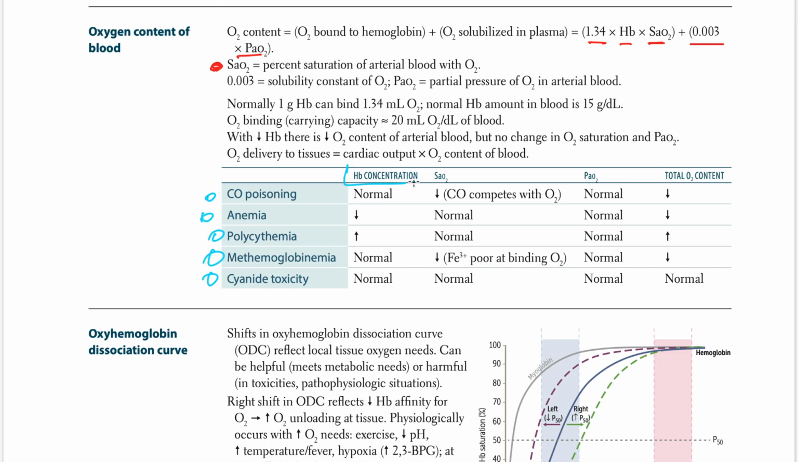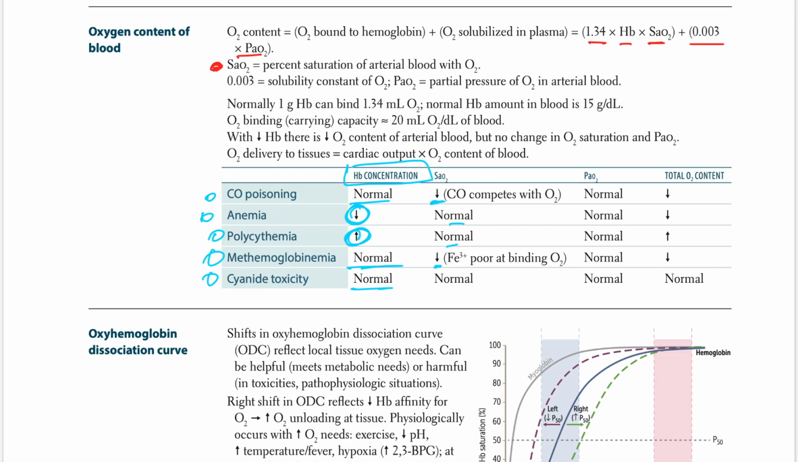HB concentration in CO poisoning is normal. In anemia, it's going to be decreased. In polycythemia, it's going to be increased, while methemoglobin is normal and cyanide toxicity is normal. Saturation of O2 is decreased in CO, while normal in anemia and polycythemia, and in methemoglobin that is going to be decreased. And why is it decreased here?